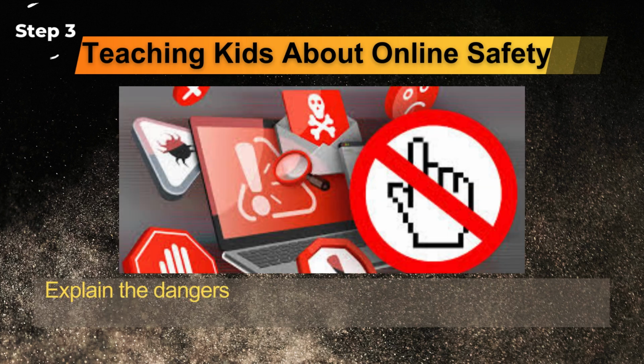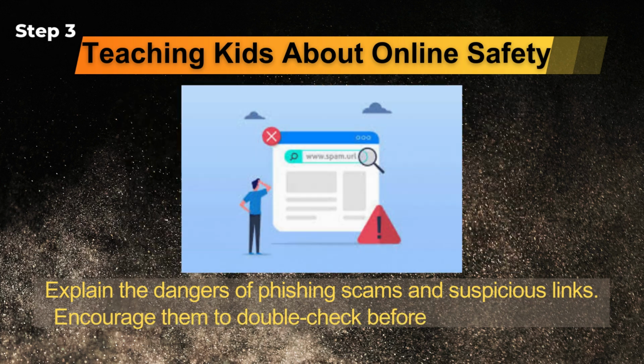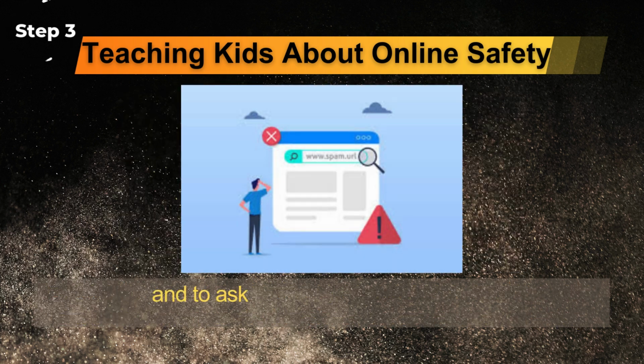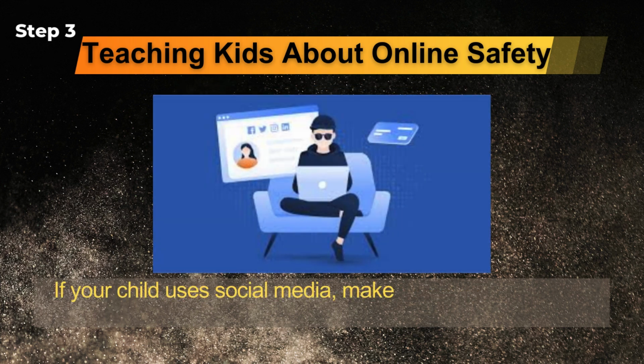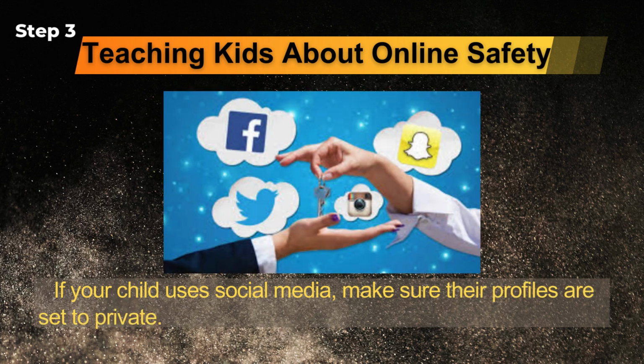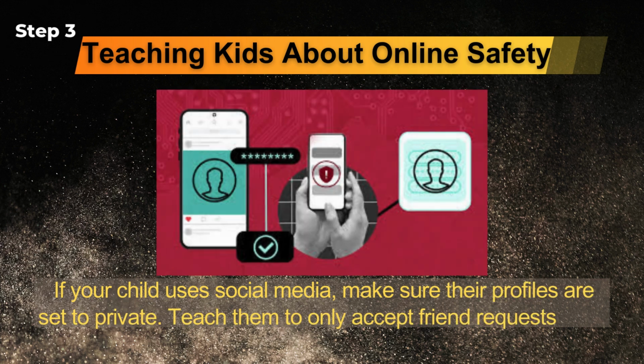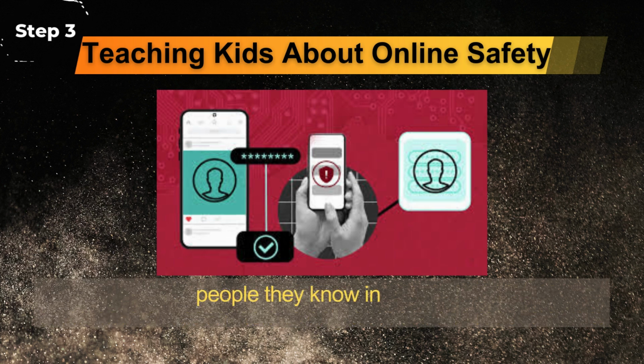Explain the dangers of phishing scams and suspicious links. Encourage them to double-check before clicking anything and to ask an adult if they're unsure. If your child uses social media, make sure their profiles are set to private. Teach them to only accept friend requests from people they know in real life.